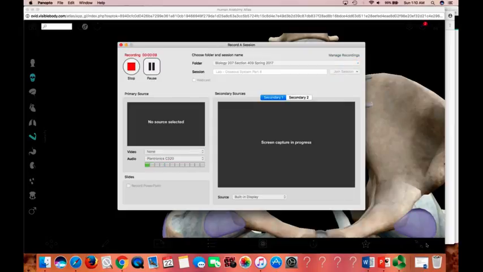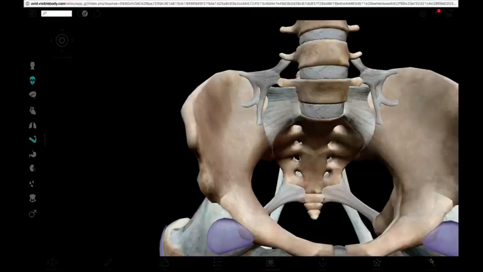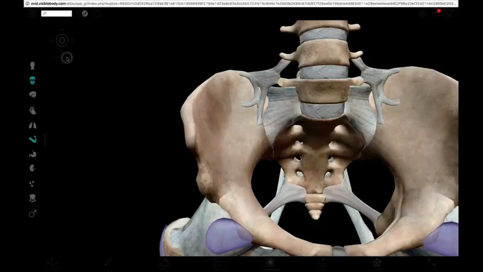Okay, students, welcome to Osseous System Part 4. In this system, we're going to be looking at the lower extremities. Okay, so what we're looking at here, we're going to start with the pelvic girdle.